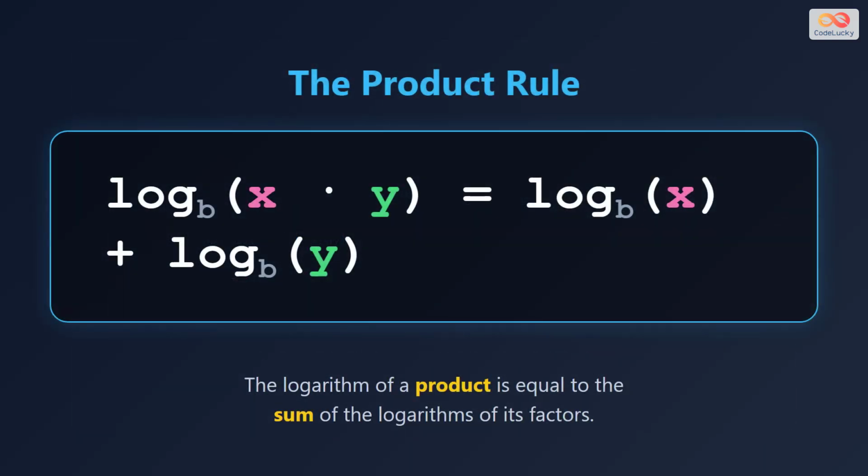Here is the product rule. It states that the logarithm of a product, like x times y, is equal to the sum of the logarithms. In simpler terms, if you are multiplying two values inside a log, you can split them apart by adding their individual logs together.